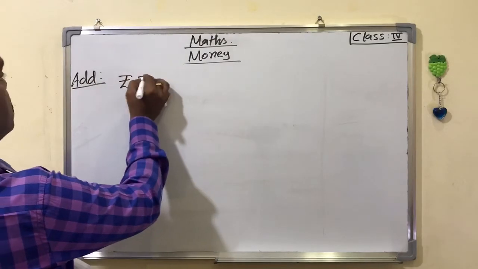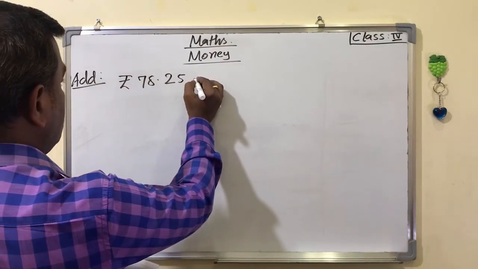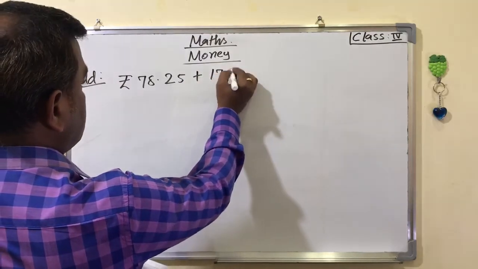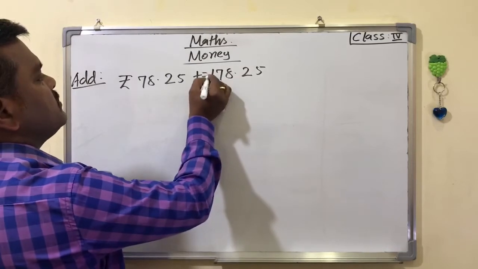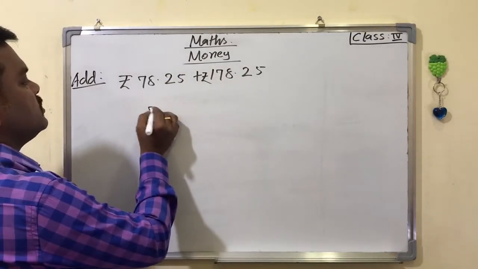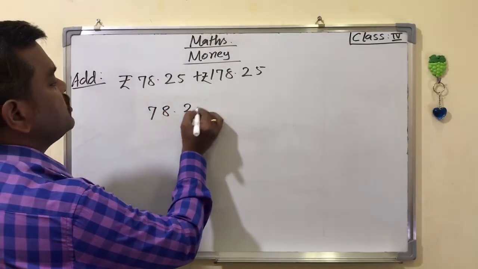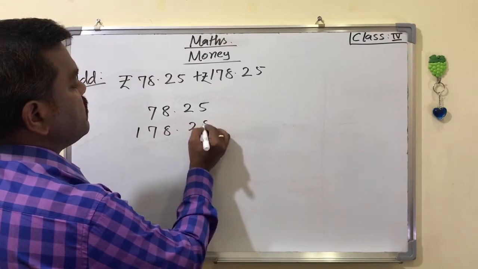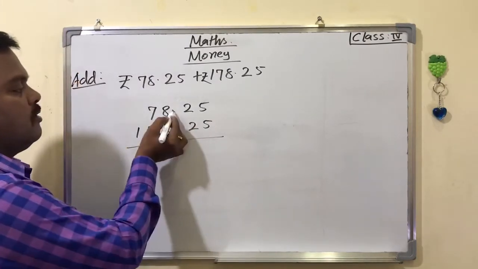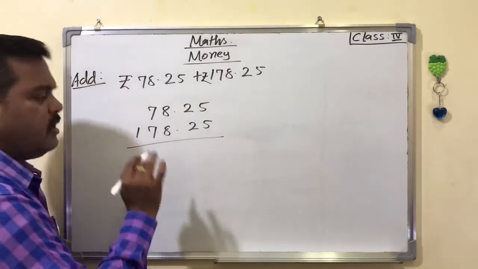Rupees 78.25 plus rupees 178.25. 78 rupees 25 paisa. Okay, so same like decimals, we have to follow the decimal points. Look how I wrote: all decimal points below each other. Understood? Then add as usual.